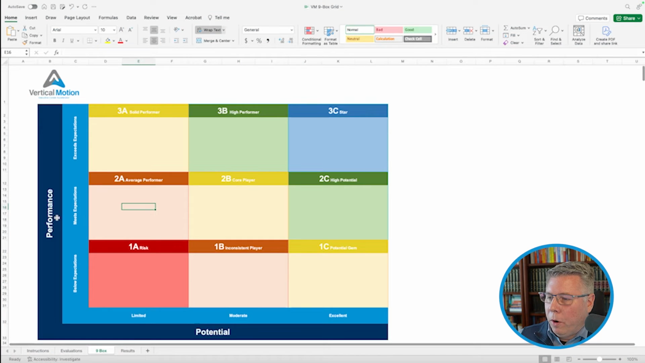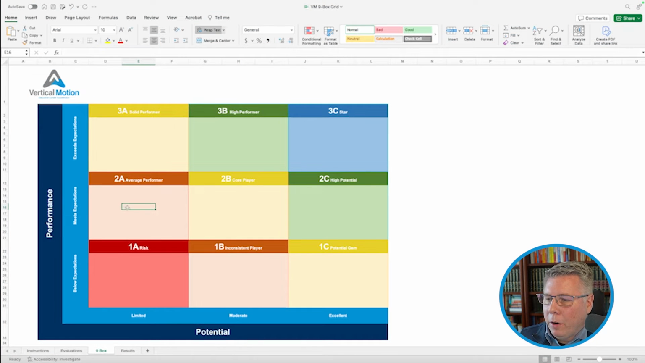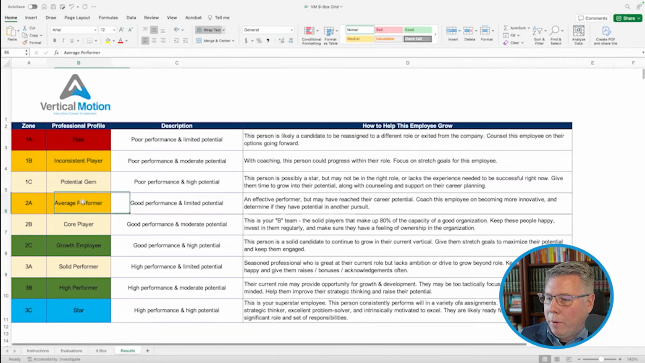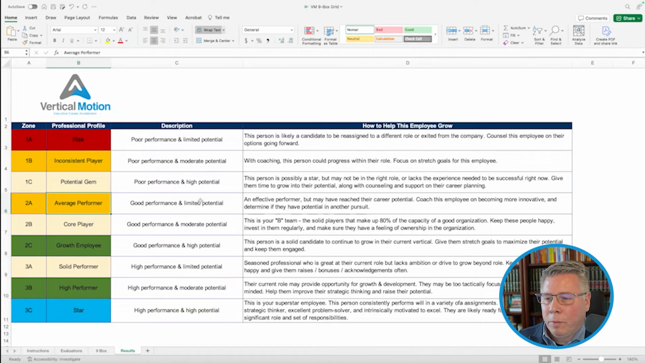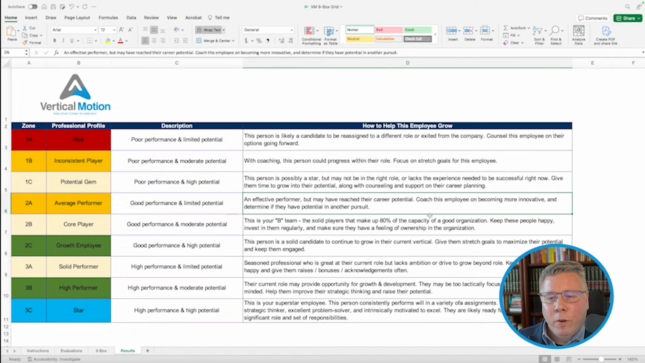If you go to the next row, where you have someone that meets their expectations of performance regularly and then are either limited, moderate, or excellent potential, starting with limited potential and meets expectations, well, that person is an average performer. So they have good performance, limited potential. So they're an effective performer, but they've kind of capped out in their career. Like they probably don't have much lift above them, right?